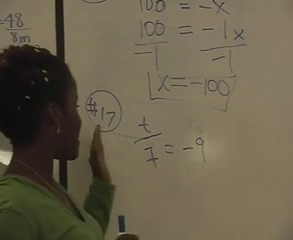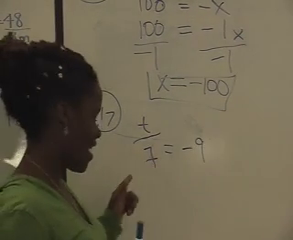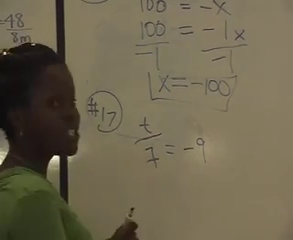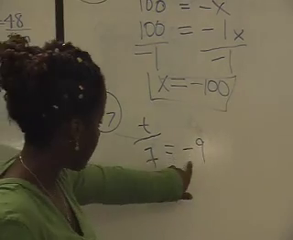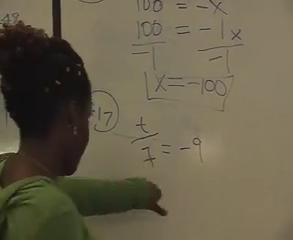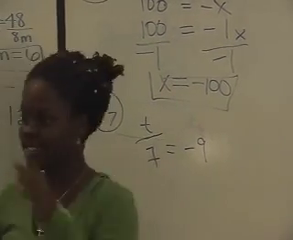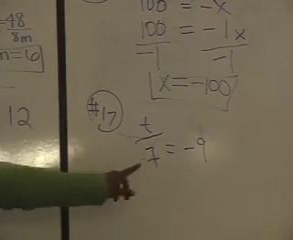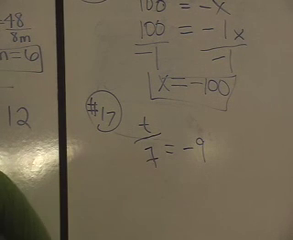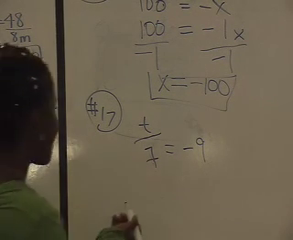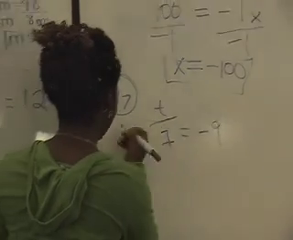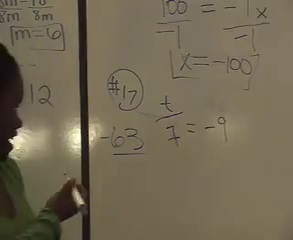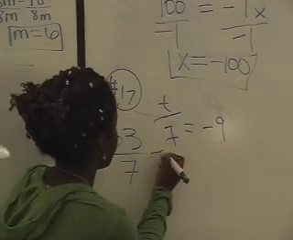Today the problem is t over 7 equals negative 9. Now we have to find the variable. So what you do is you multiply negative 9 to the denominator, which is 7. Negative 9 times 7, which is negative 63. Okay, now you plug it into the top, which is negative 63 over 7 equals negative 9.